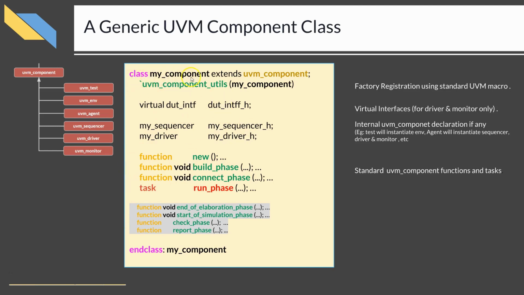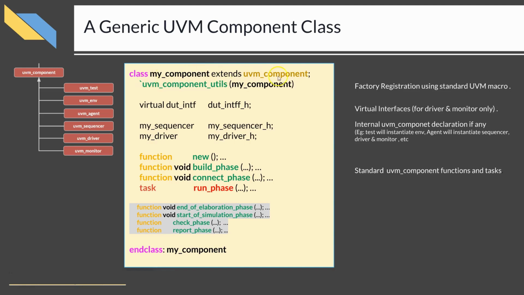So first is your own class name. Say here it is my component, which is extending from the corresponding UVM component. If you are writing your test, then you will be extending from the UVM test. If you are writing your ENV, you will be extending from the UVM ENV and so on. Also, it is possible to extend from the UVM component itself, but as a beginner you don't need to use classes which are extending directly from the UVM component.